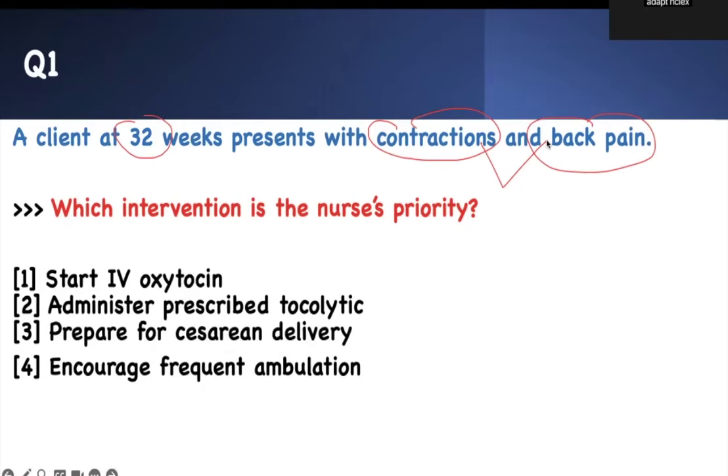3 and 4 do not answer the question. Preparing for C-section does not answer the question because we don't need to. She's not in trouble. There's nothing we can see, like deceleration or recurring deceleration, right? Encourage frequent ambulation, you don't do anything. Therefore, do you want to slow this lady down or do you want her to continue to contract? That's the key concept to answer the question.